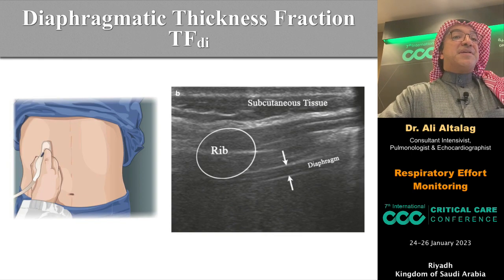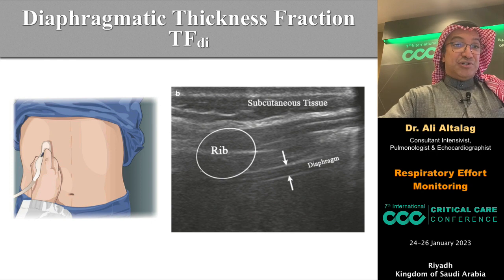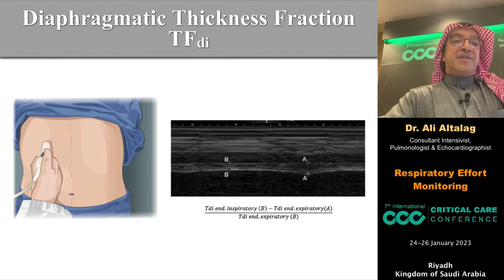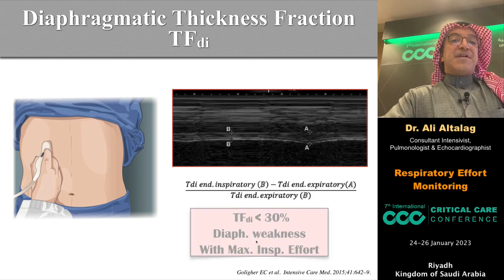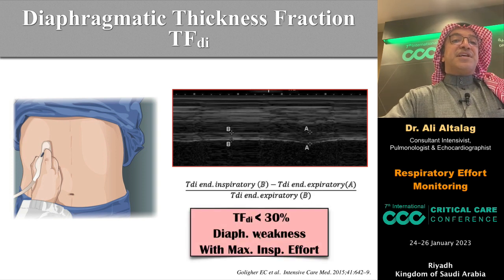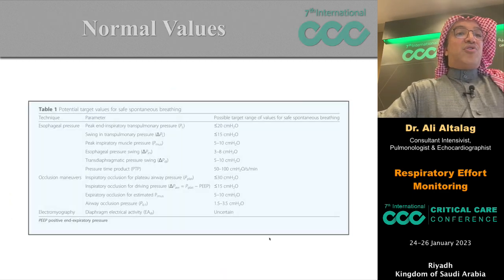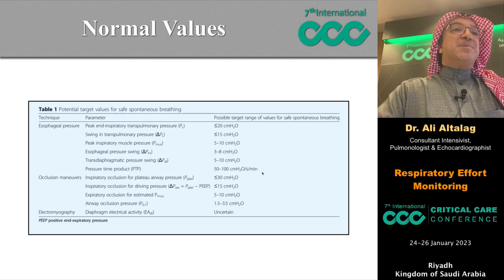Now, diaphragmatic thickness or thickness fraction is important. What you do is you examine the diaphragm, you measure end expiratory thickness and end inspiratory thickness, and normally with quiet breathing it should be 15 to 30% using this equation, and if it is less than 30 with maximal inspiratory effort, then it indicates diaphragmatic weakness. So these are the normal values. Because my colleagues asked me to speed up, I'm speeding up.